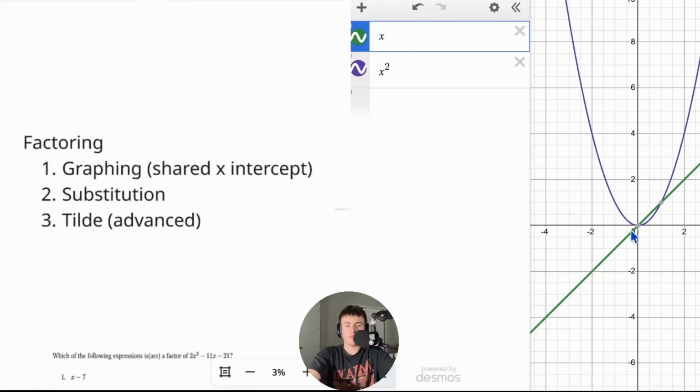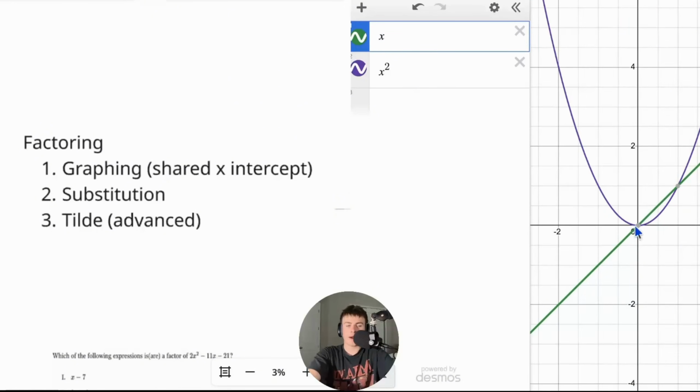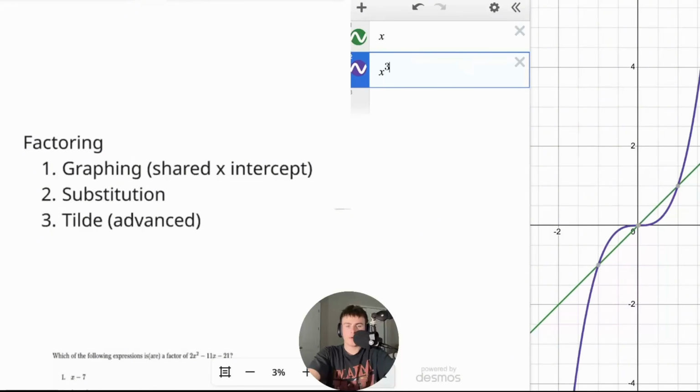Here, x is obviously a factor of x squared. We all know that, but it's visualized on the graph because they share an x-intercept here. Another example, like x cubed, still shares an x-intercept because x is still a factor of that. So if it shares an x-intercept, it is going to be a factor of the given equation. This is the easiest one to solve.